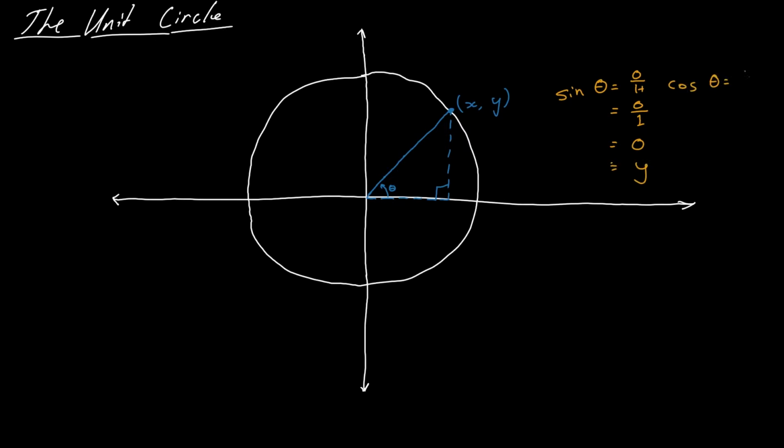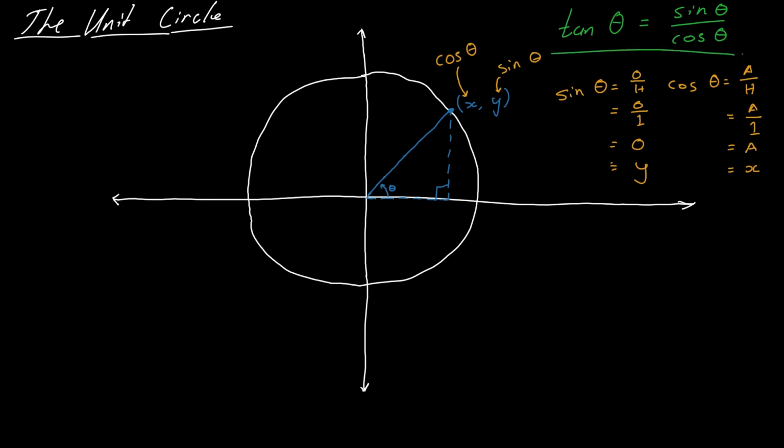The cosine of theta is equal to the adjacent side over 1, which is therefore equal to just the adjacent side, or the x-coordinate of the point. This is really important. If you take a point on the unit circle, its y-coordinate is the sine of the angle and its x-coordinate is the cosine of the angle. Seeing as the tangent of any angle is equal to its sine over cosine, then the tangent of the angle is just equal to y over x.